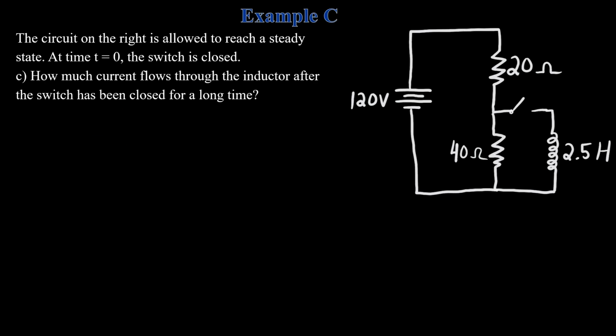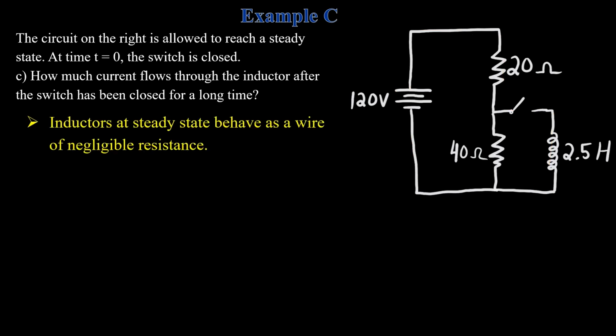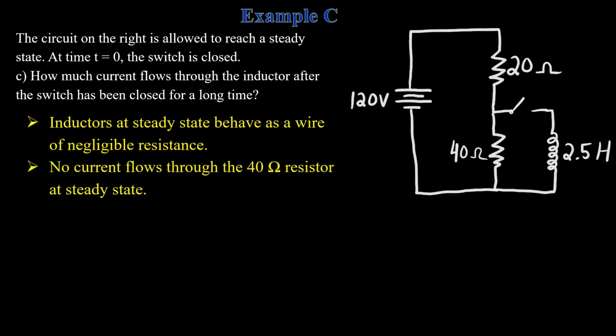Part C, how much current flows through the inductor after the switch has been closed for a long time? So when you close the switch, this is important, when you have an inductor in a circuit and it's reached a steady state, so a long time means steady state, the inductor is basically going to behave as a wire with no resistance. So after a long time, your circuit is going to look like this. It's going to go here, completely skipping the 40 ohm resistor. Because the 40 ohm resistor has resistance, the inductor has no resistance, all the current's going to go to the inductor. So inductors at steady state behave as a wire.